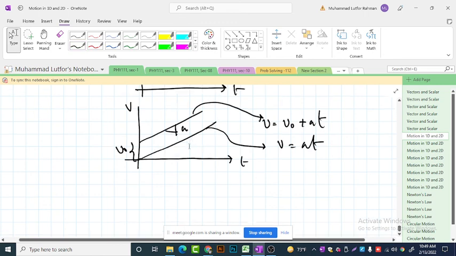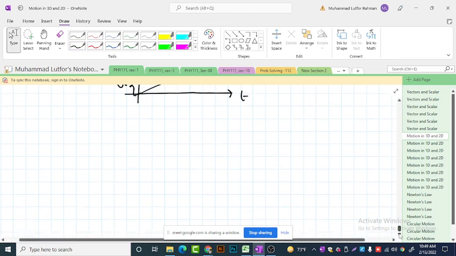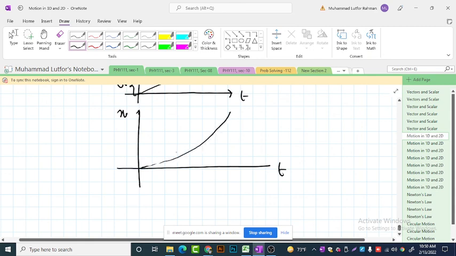Yes, sir. What about the displacement versus time graph? So it will be a curve. I think it's a kind of parabola. So this is the time, say this is my displacement. It will be like that. Right? Why does it come out so?